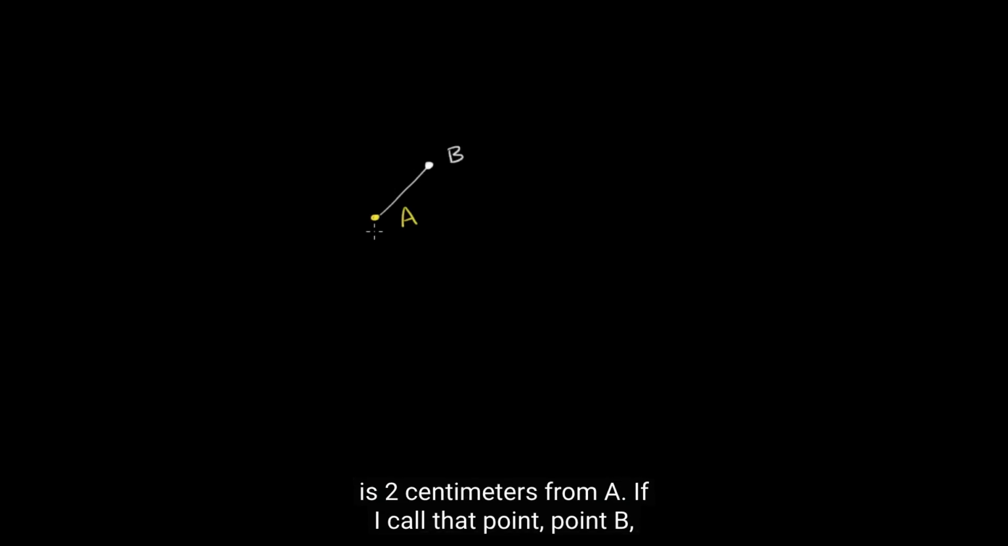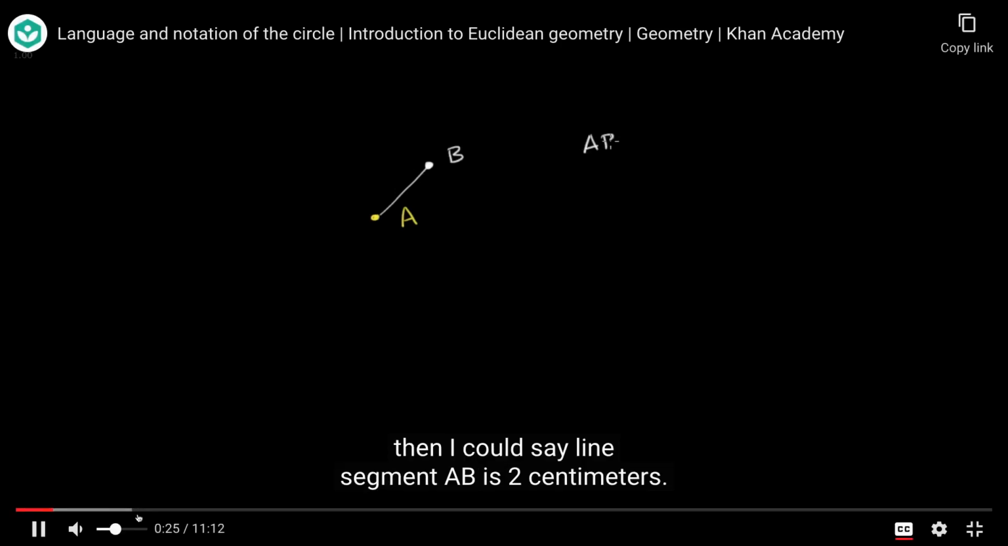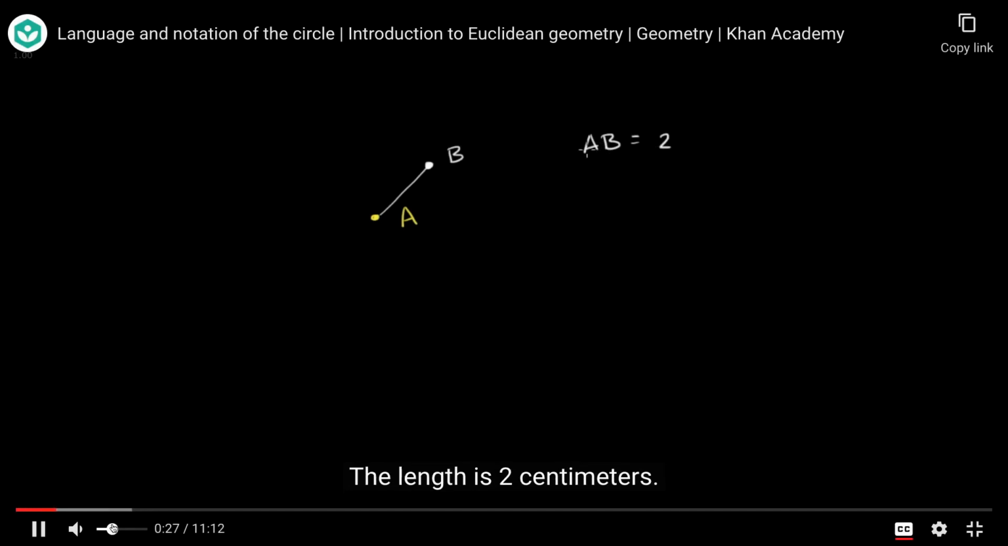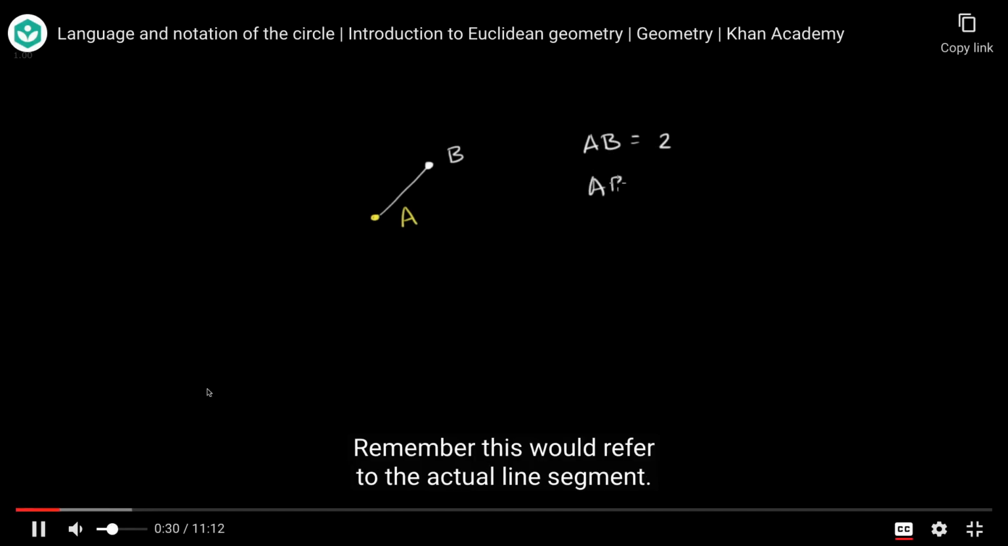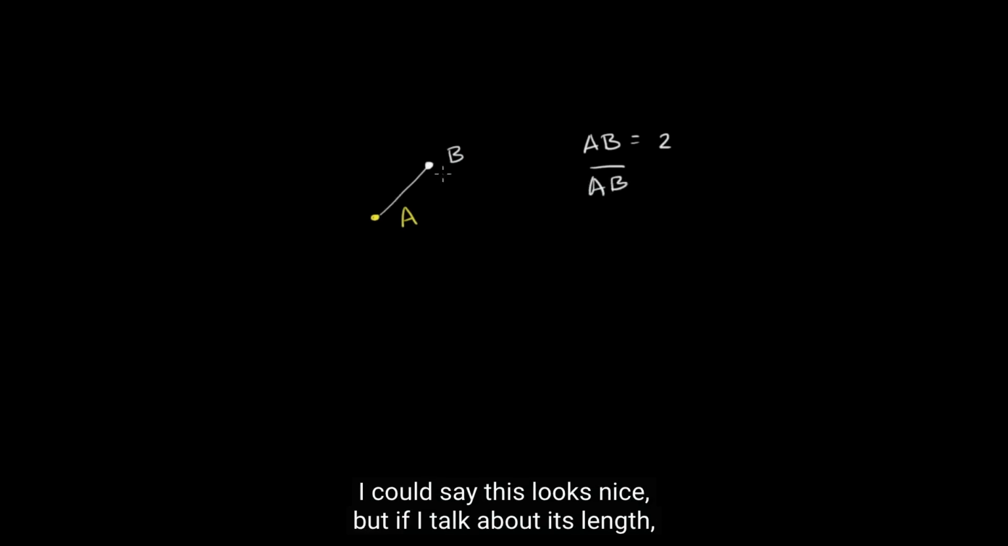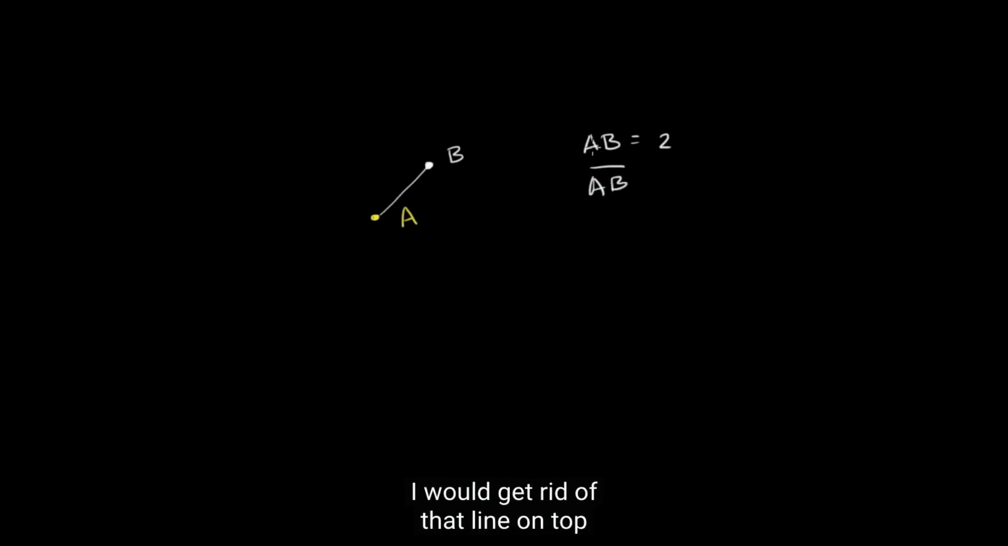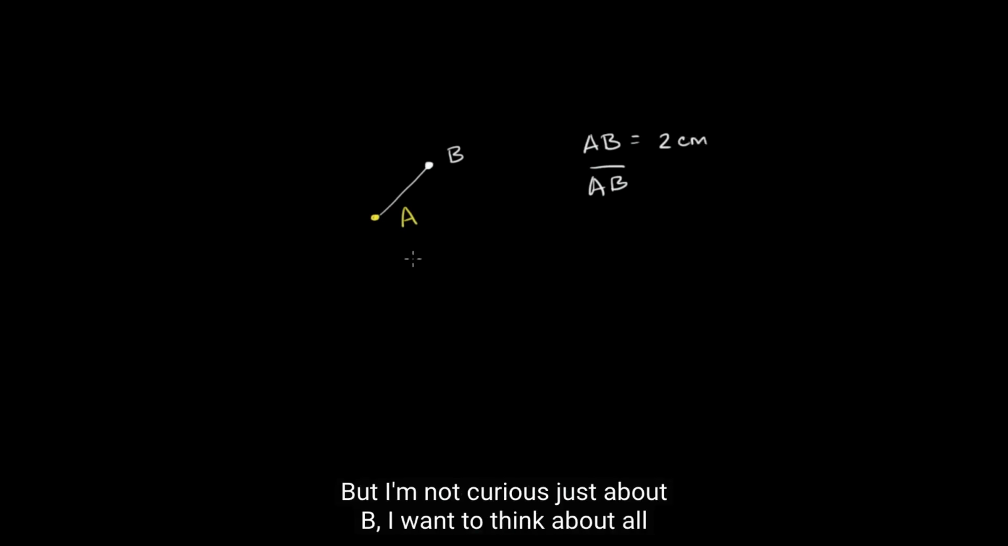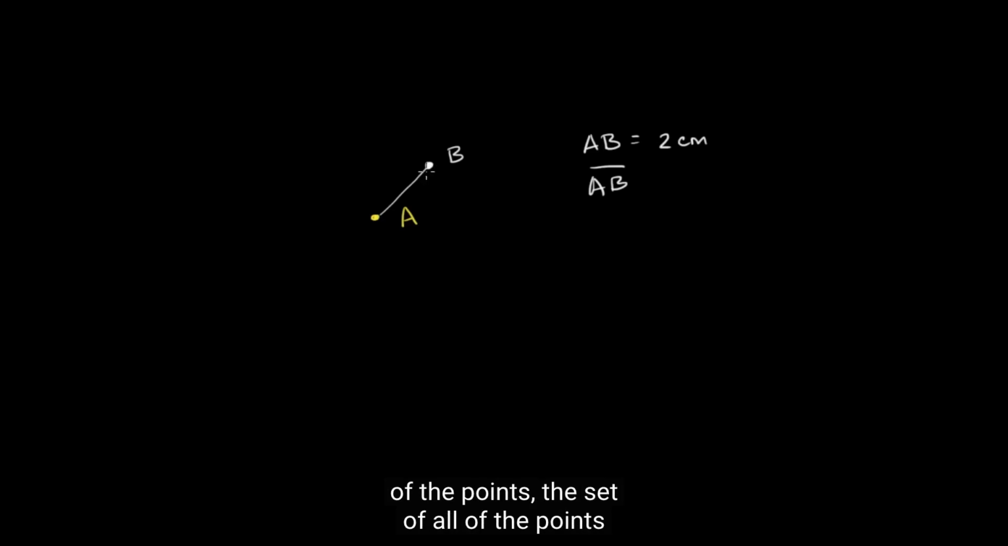If I call that point B, then I could say line segment AB is 2 centimeters. The length is 2 centimeters. Remember, this would refer to the actual line segment. If I talk about its length, I would get rid of that line on top and just say AB is equal to 2. If I wanted to put units, I could say 2 centimeters. But I'm not curious just about B. I want to think about the set of all of the points that are exactly 2 centimeters away from A. So I could go 2 centimeters in the other direction, maybe get to point C right over here.